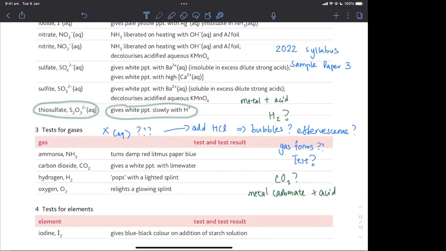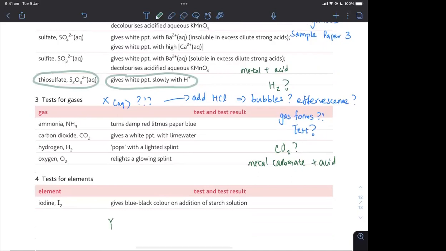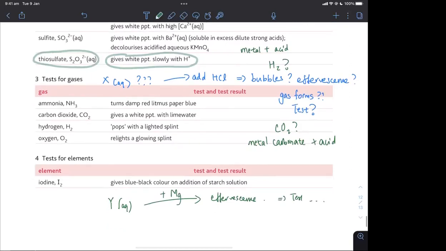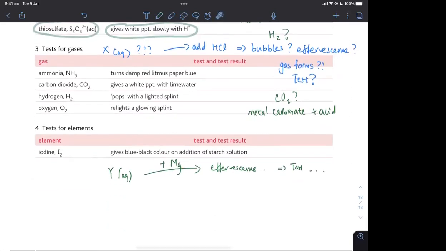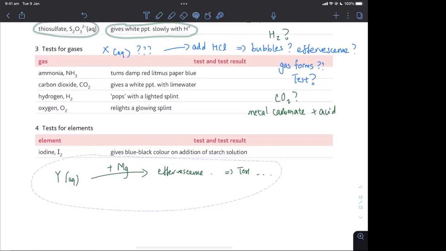Okay, let me give you another scenario now. So this is Y aqueous. When I add it with magnesium, I get effervescence. You would test for gas, right? You would test for this gas. So metal plus something give you effervescence. Okay, so this something, what could it be? What could Y contain? What can you tell me?